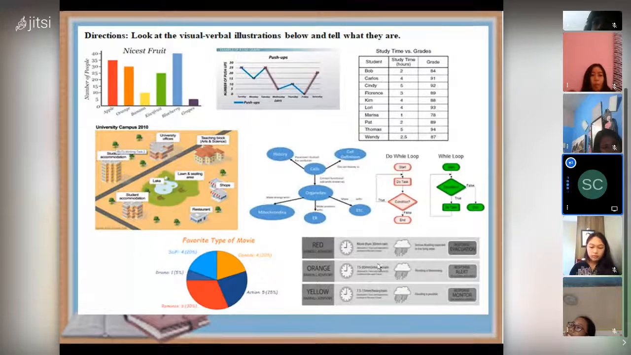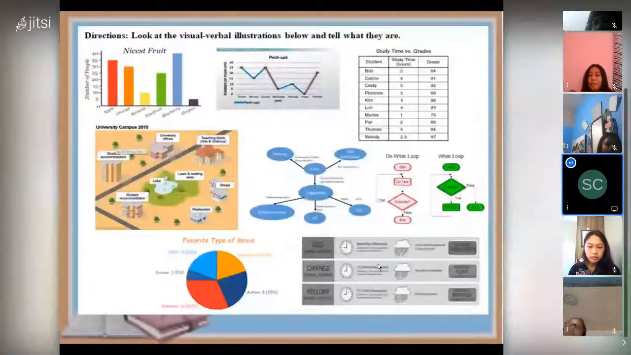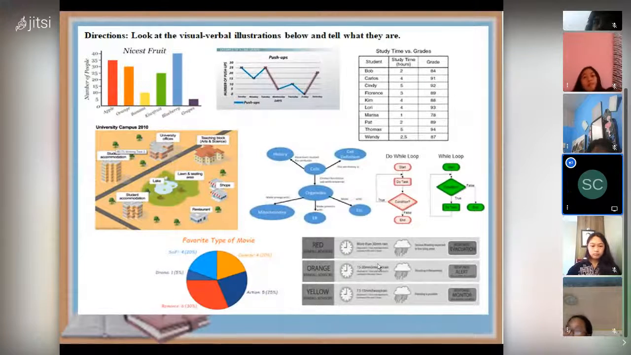So what do you call that one? It's a concept map. Concept map is what it's called. The one in blue, that is called concept map because it groups the ideas based on their concept.